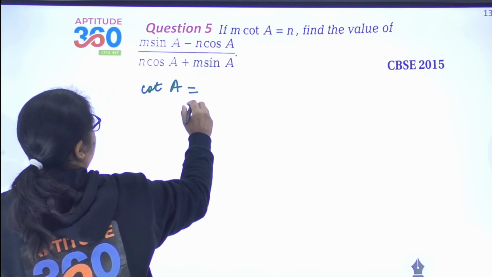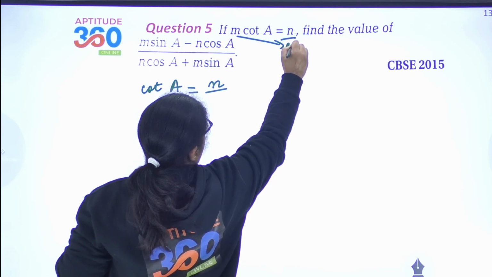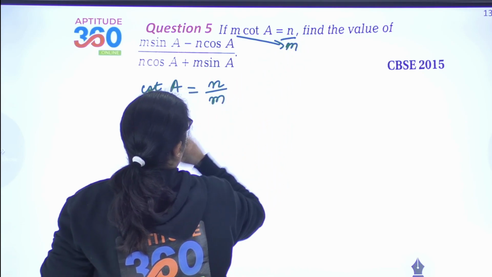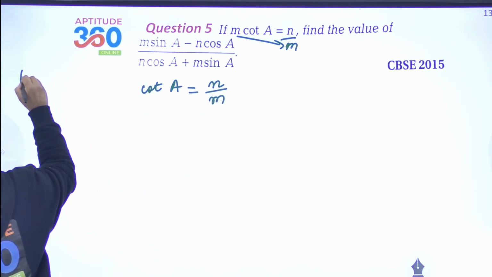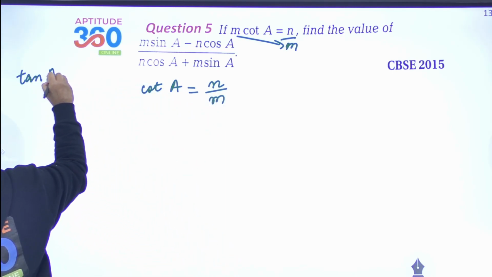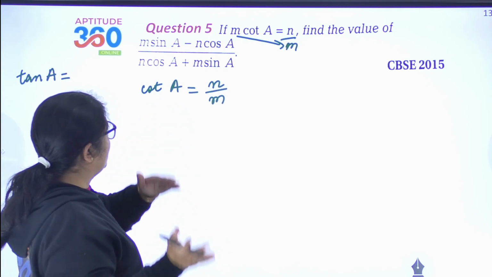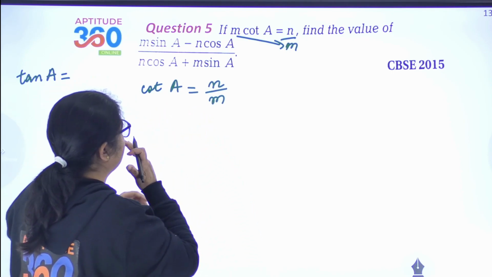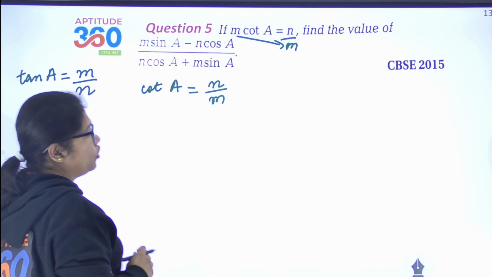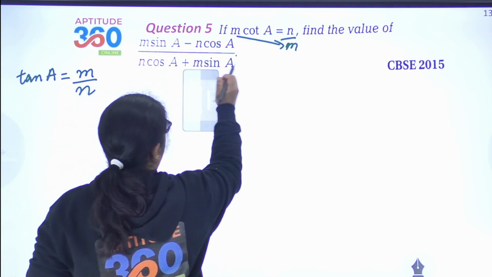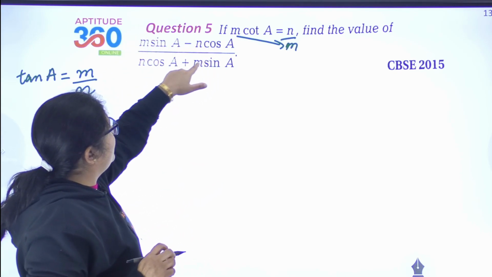Cot A is nothing but n upon m, the value is n upon m. Now if cot A is n upon m, then what will be the value of tan A? Tan is nothing but the reciprocal of cot A. So that means the value will get reciprocated. m will go in the numerator, n will go in the denominator. Right?